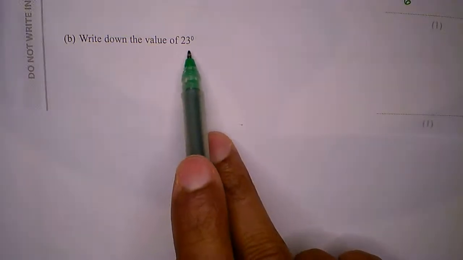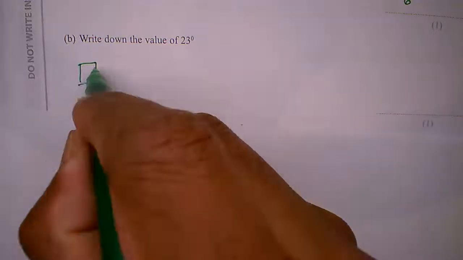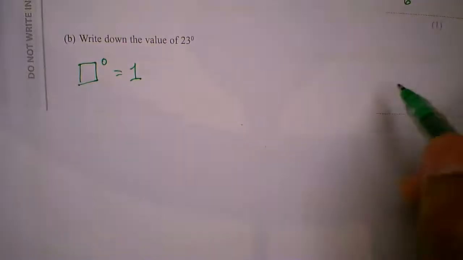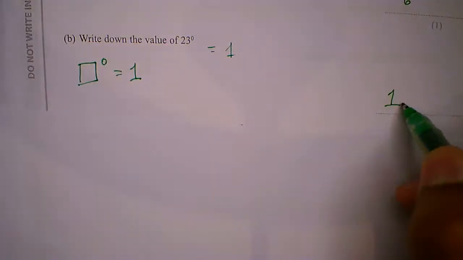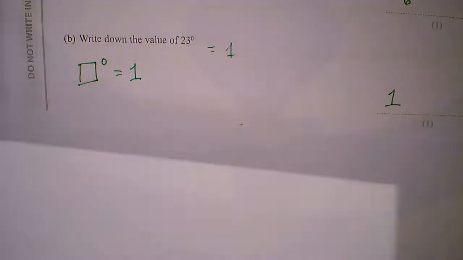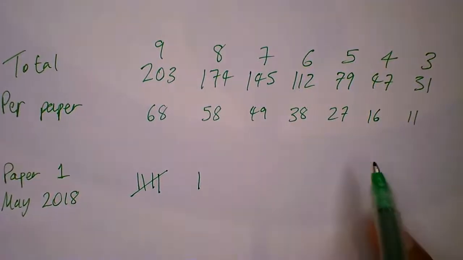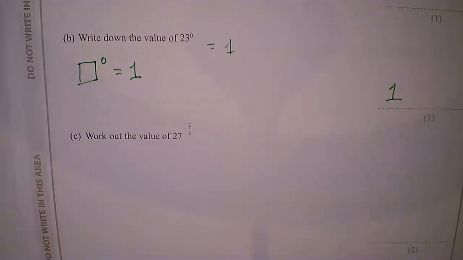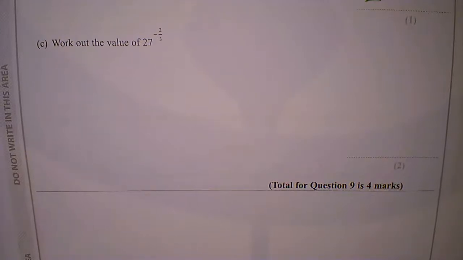Write down the value of 23 to the power 0. Now you need to remember anything to the power 0 is always 1. So this is simply 1. So that's another nice, easy mark that I have banked. Okay, so I've now got 6 marks. And you can see the warm-up strategy is working. Okay, here is the next question.